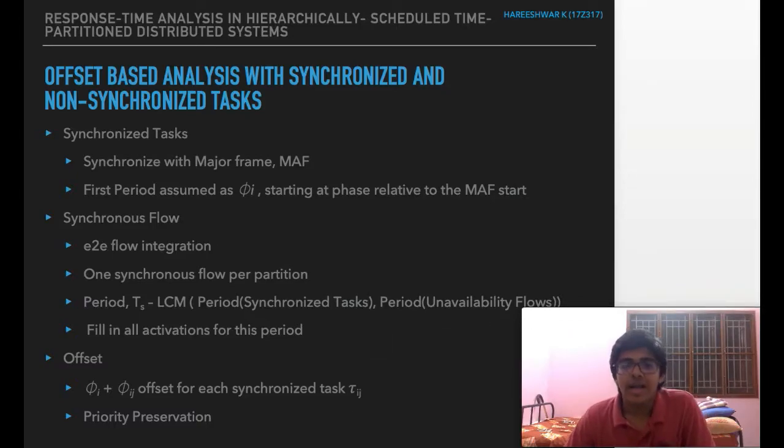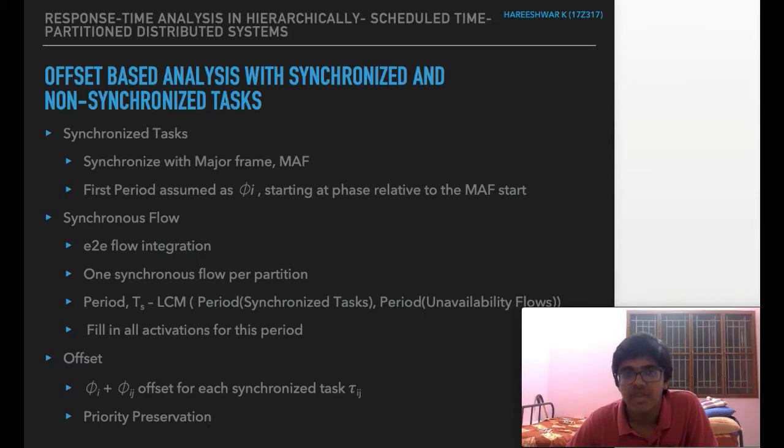Each task, as well as the unavailability flow in this scenario, can be replicated as many times as needed to fill all the activations in this period for the synchronous flow. Coming to the offset analysis in this case, each synchronous task has an offset of phi_i plus phi_ij. Phi_i is the phase and phi_ij is the offset for each of the synchronous tasks tau_ij. There is also priority preservation here, that is, every task maintains its original priority.